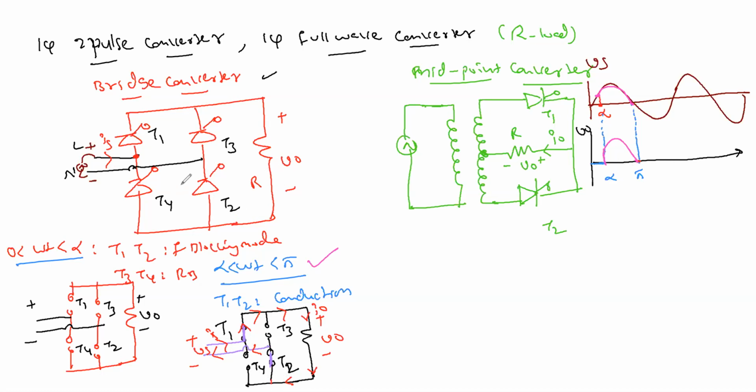Next T3 T4 is forward biased at pi. Pi में forward bias हो गया, ठीक है. But ये वाला critical point है, please understand. Pi to pi plus alpha, T1 T2 reverse blocking mode है, conduction is stopped क्योंकि natural commutation. रिवर्स बायस में अगर नेगेटिव माइनस साइन है इधर, तो ये बंद हो जाएगा, ये भी बंद होगा. T3 T4 in forward blocking mode.